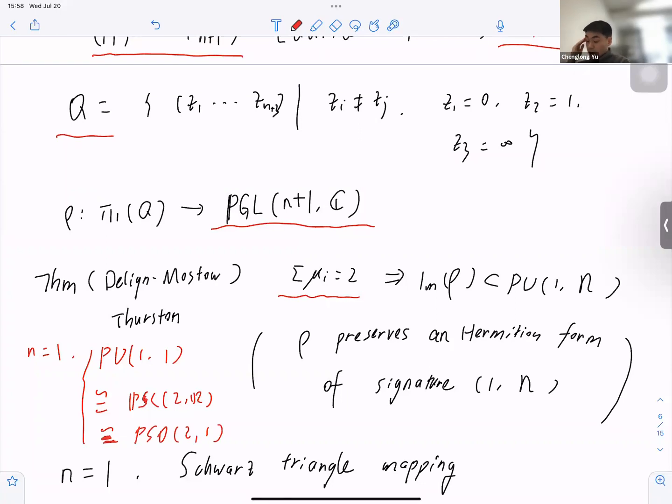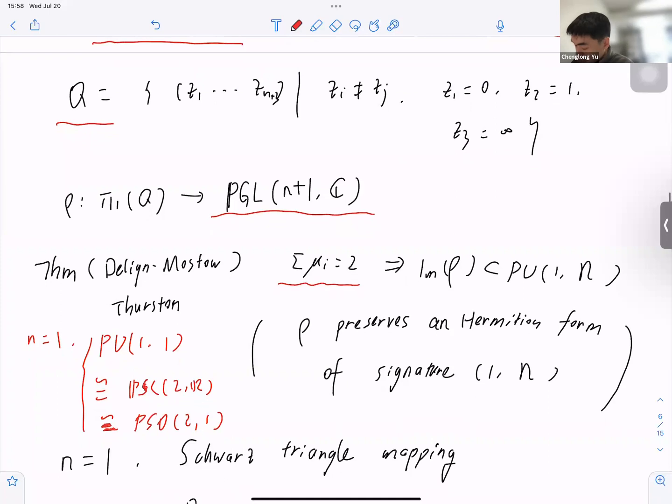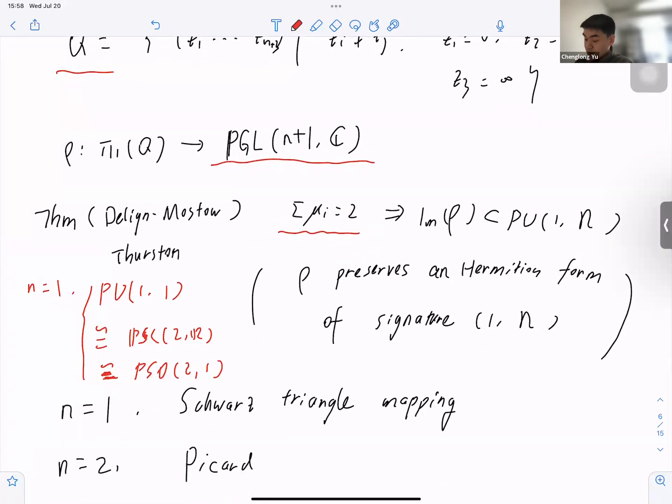But for n greater or equal than 2, these groups are different. So for n equals 1, this monodromy representation corresponds to Schwarz theory. And for n equals 2, Picard studied this kind of group, and the quotient of the complex hyperbolic ball by this monodromy group is called Picard modular surfaces.